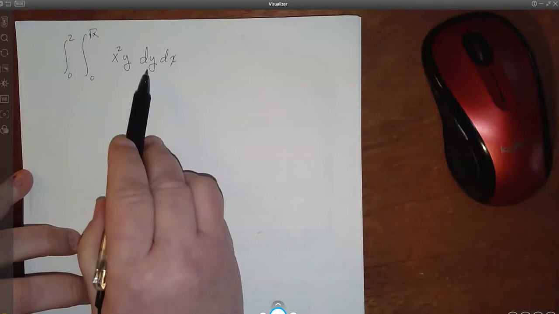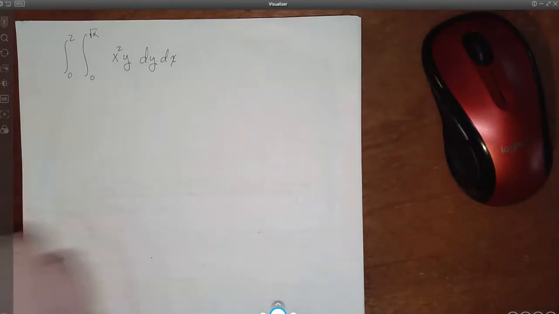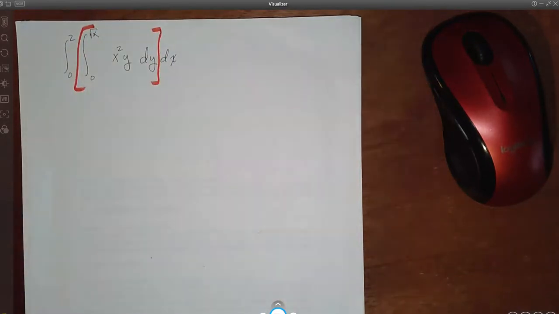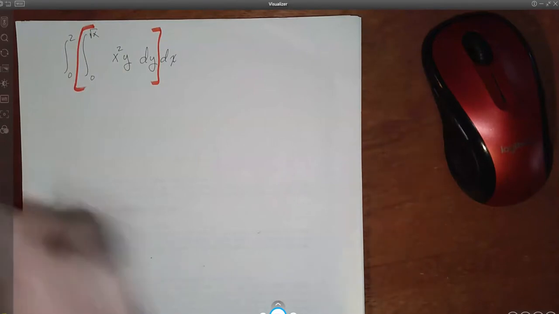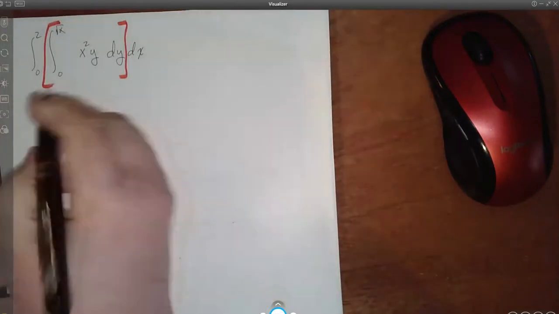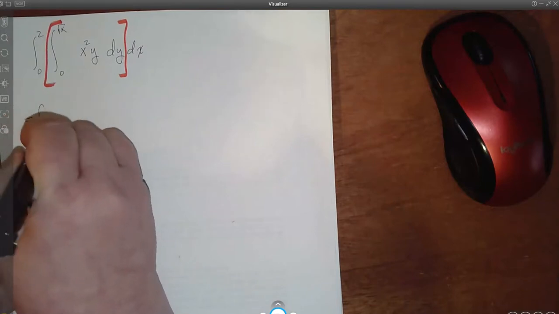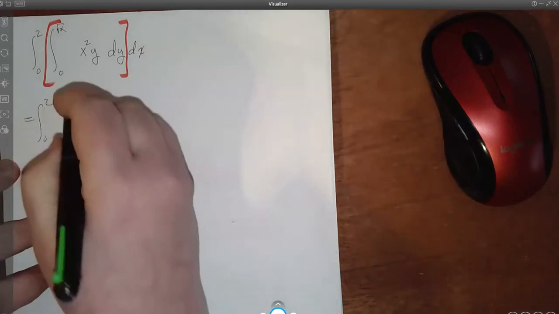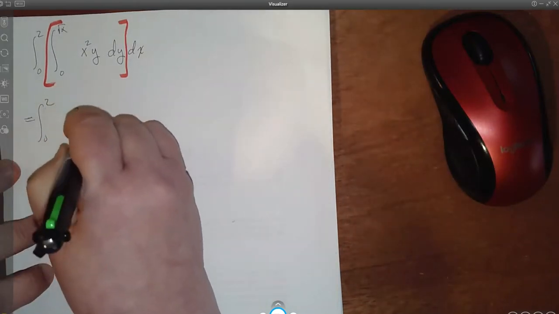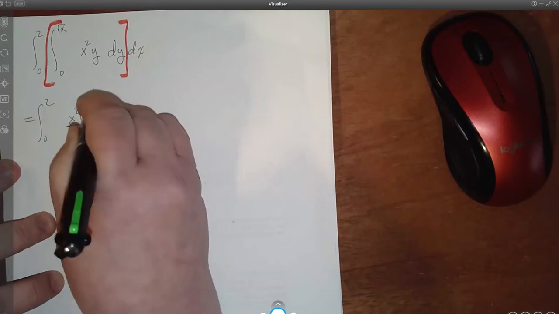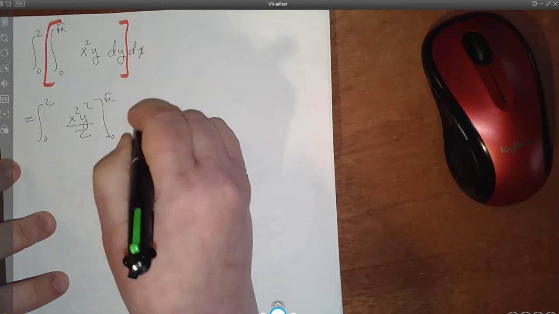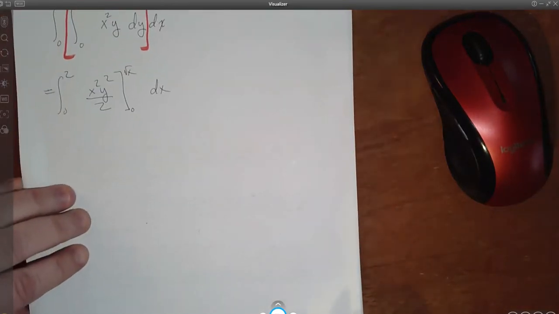We're going to integrate with respect to y first, and then with respect to x. We're going to look at just the inside first and ignore the outside, and then we'll deal with the x. So the first thing I'm going to do is integrate with respect to y. So I have the integral from 0 to 2. When I integrate with respect to y, I'll get x squared, y squared over 2. And this is going to be taken from 0 to the square root of x. And then I still have my dx. I don't want to forget to integrate.